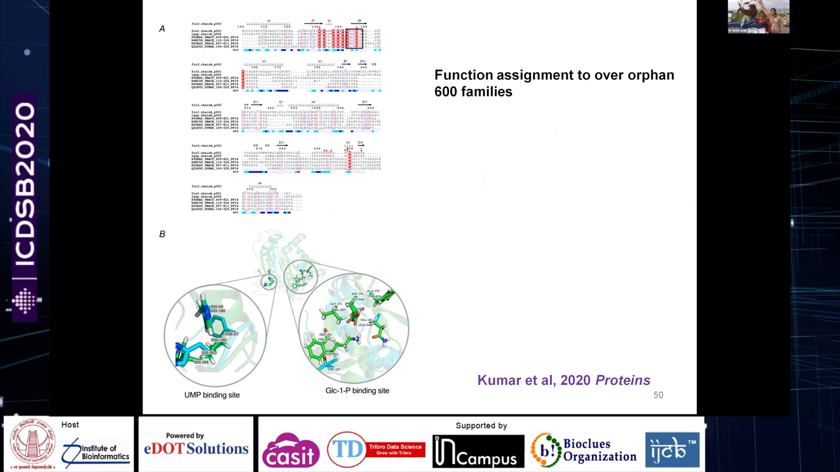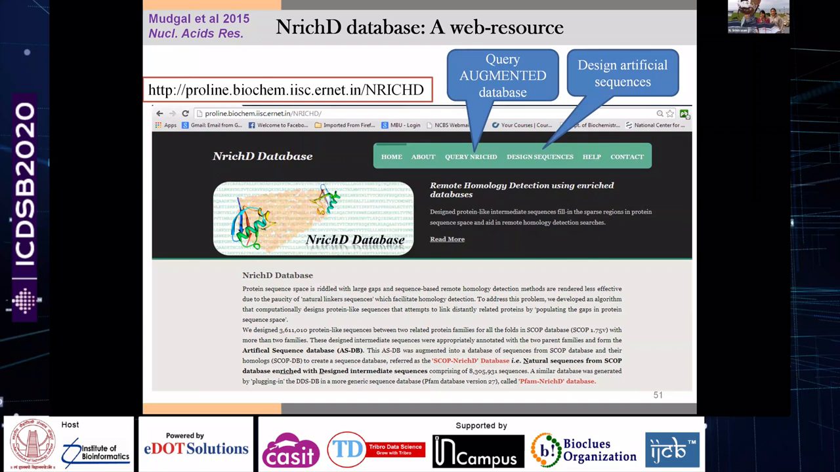This is just one of those examples, which is a GAD family protein. We believe it binds to UMP, uracil monophosphate. So many, many more examples. We have a server called EnrichD, which will allow you to search in our natural and artificial sequence database, and also you can generate artificial sequences for the family of your interest using that.